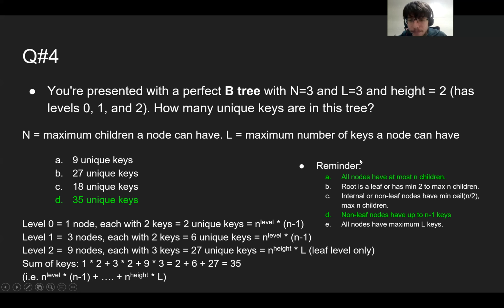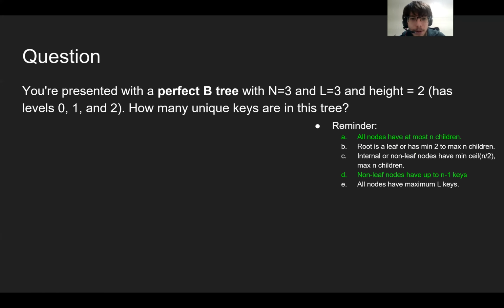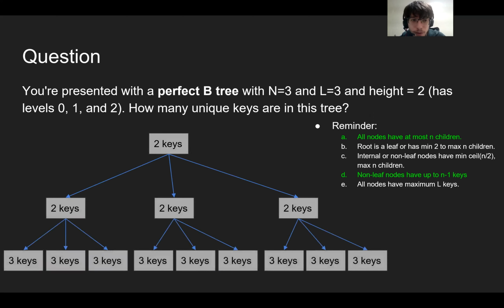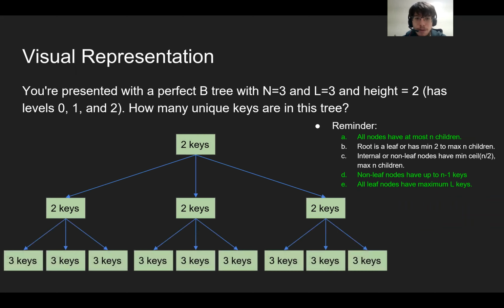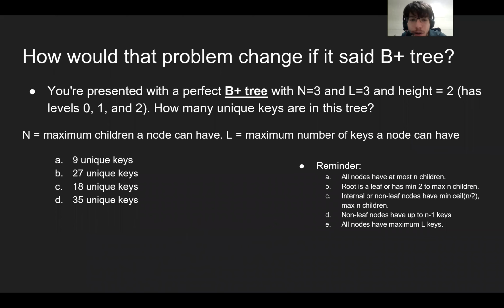All right, so moving on. Okay, so for this one, we can see a drawing. And 2, 2, 2, 2, and 3, 3. So it's a better drawing than I had, but you get the idea. So non-leaf nodes have up to m keys. So we see that again. Okay, so how would the problem change? What would the solution be? Well, how would the problem change if we had a B plus tree instead of a B tree?